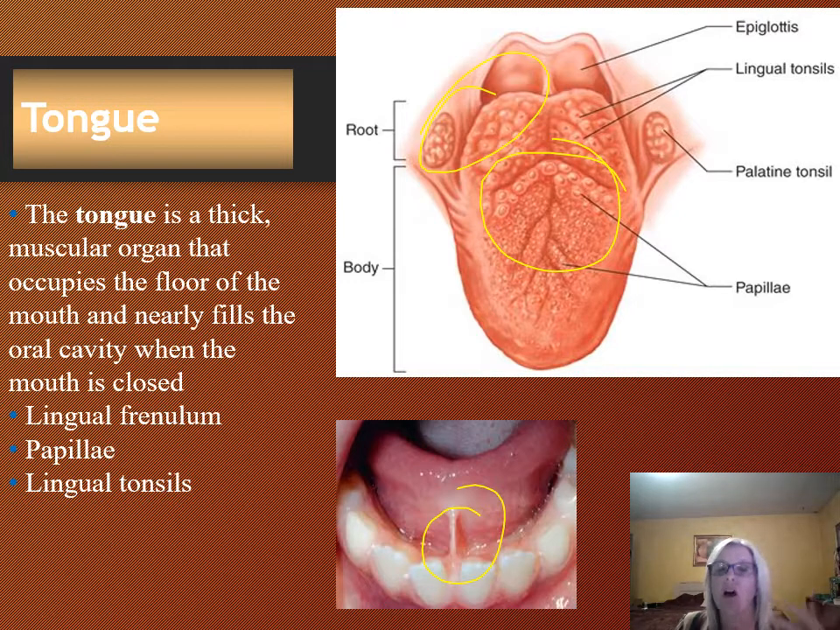And then the tongue is anchored to the hyoid bone at the back. And remember, the hyoid bone is the only freely floating bone in the body. I say freely floating figuratively.